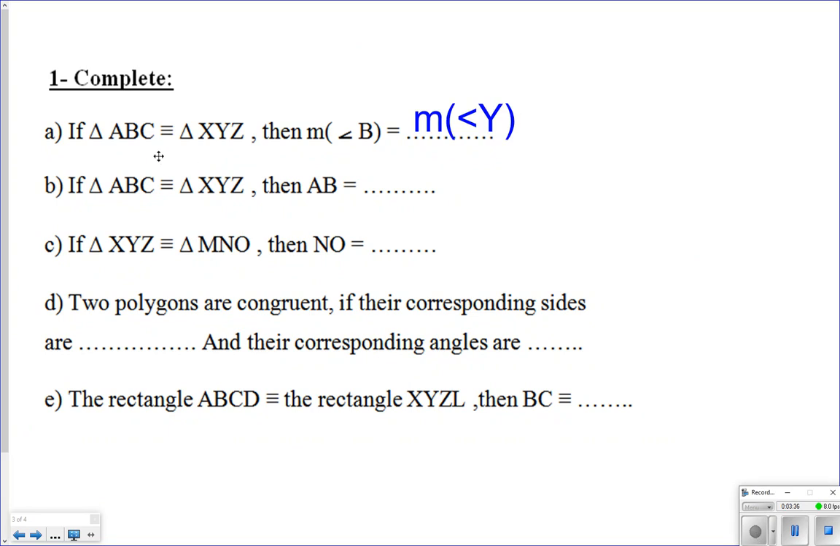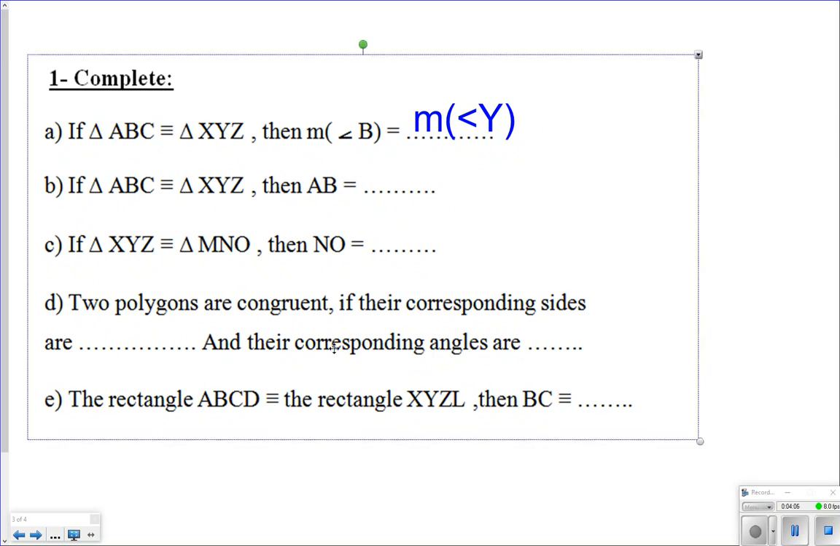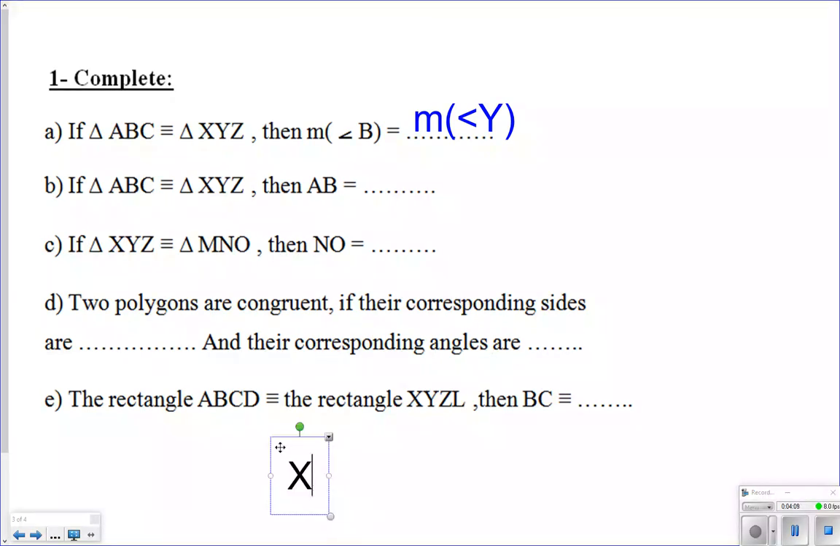So, as you see, if triangle ABC is congruent to triangle XYZ, then measure of angle B equals measure of angle Y. Second one, if triangle ABC congruent to triangle XYZ in the same way, then AB equals what? AB, the first letter and the second letter from the first triangle, will equal the first letter and second letter from the second triangle. So AB is equal to XY.